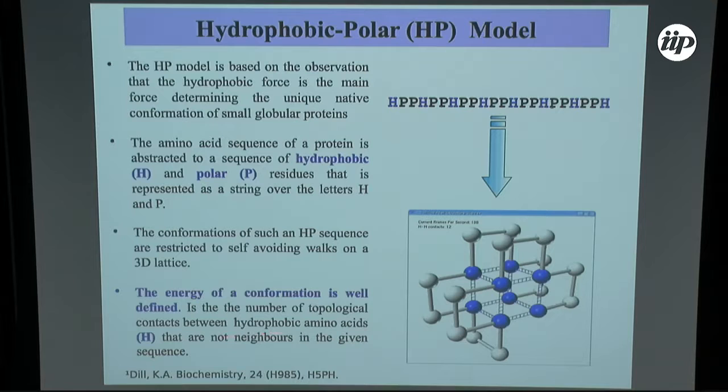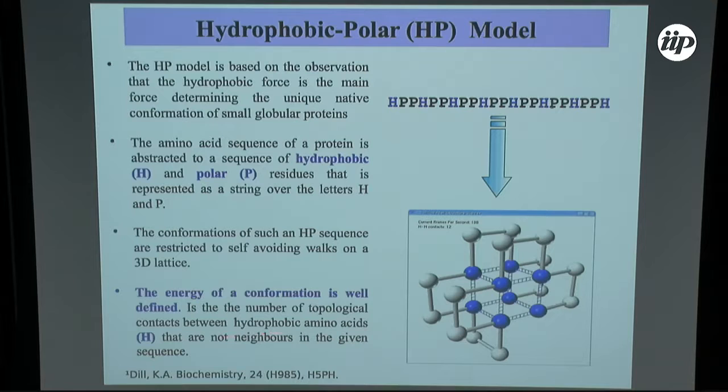In the hydrophobic-polar model, we have a sequence of hydrophobic and polar residues, and these residues are placed on a grid. The energy of a conformation is defined as the number of topological contacts between hydrophobic amino acids that are not neighbors in the given sequence.